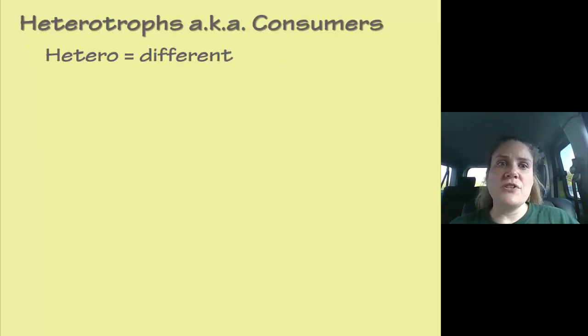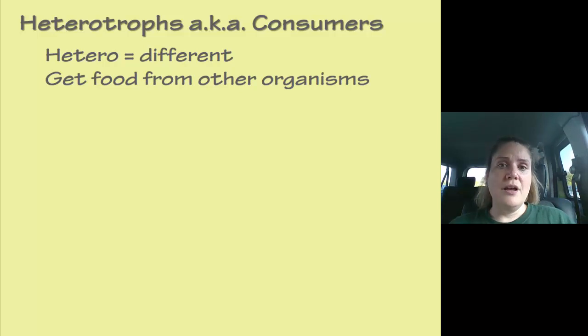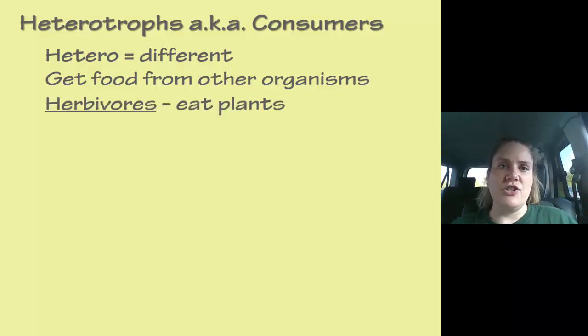All right, heterotrophs. So hetero means different, and trophic still refers to nutrition. So heterotrophs get their food from other organisms. That's why heterotrophs are also called consumers, because they consume other organisms in order to get their energy.